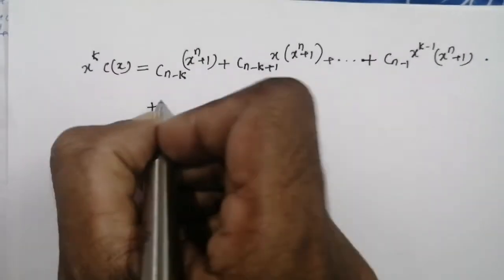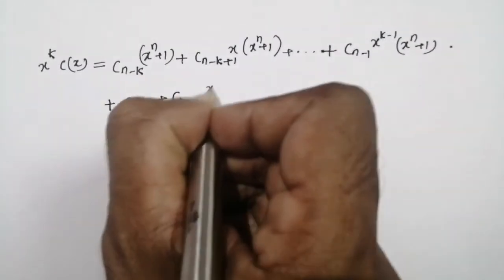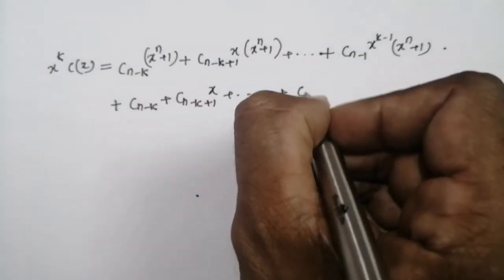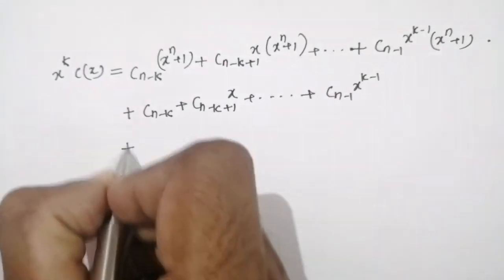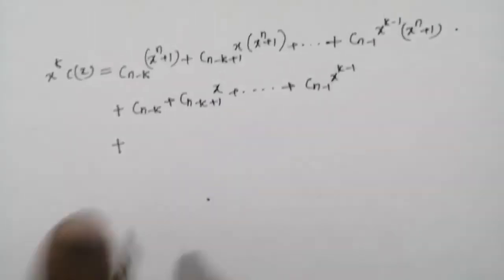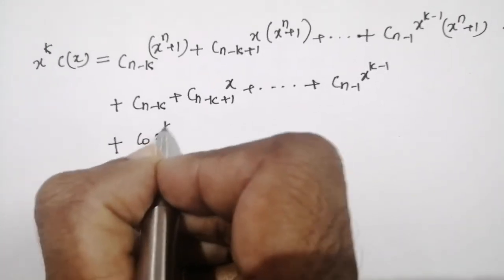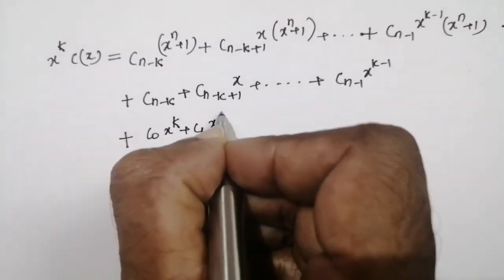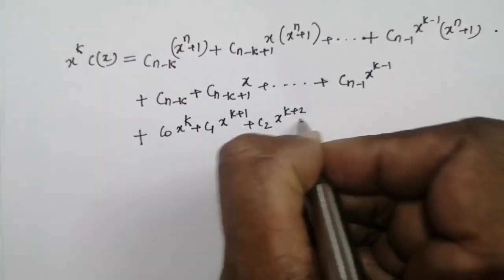So that is plus C n minus k plus C n minus k plus 1 into x plus etc. plus C n minus 1 x raised to k minus 1, plus our remaining terms, these terms, plus C0 x raised to k plus C1 x raised to k plus 1 plus C2 x raised to k plus 2 plus etc.